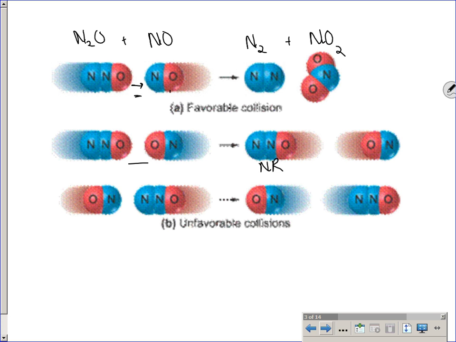And if the nitrogen parts of the molecules bump into each other, there is also no reaction. Those particles just collide and bump off of each other. So in order for this reaction to go, the dinitrogen monoxide must collide with the nitrogen monoxide with enough energy and in such a way that the oxygen part of this molecule bumps into the nitrogen part of the second molecule. And that's what we mean by proper orientation.